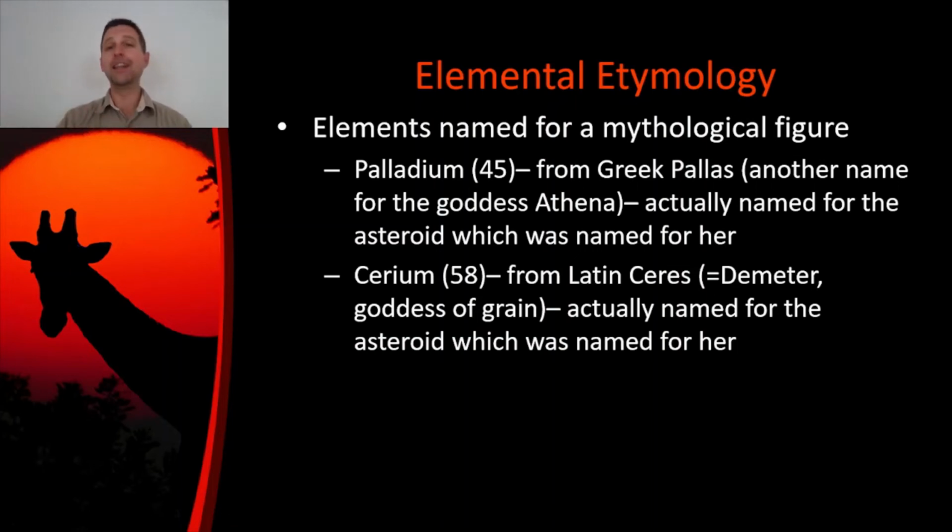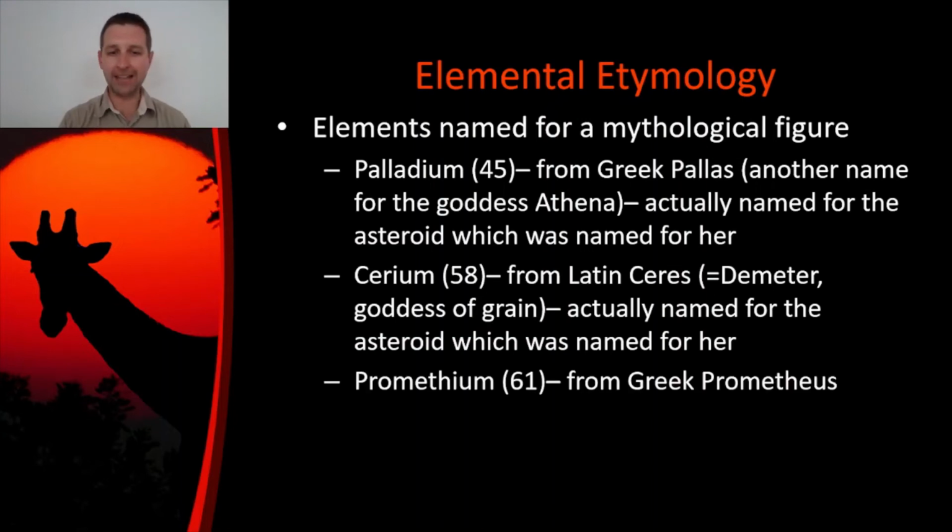So Pallas is another name for the goddess Athena in Greek mythology, and then Ceres is the name of the goddess of grain in Roman mythology, and she is equivalent to the Greek goddess Demeter. So once again, if you're wondering what the connection is between Athena and Demeter and these 2 elements, there isn't actually really one. They weren't really named after those goddesses. They were named after asteroids that were recently discovered and named after those goddesses. There's a little bit more of a direct connection with the last 2 here.